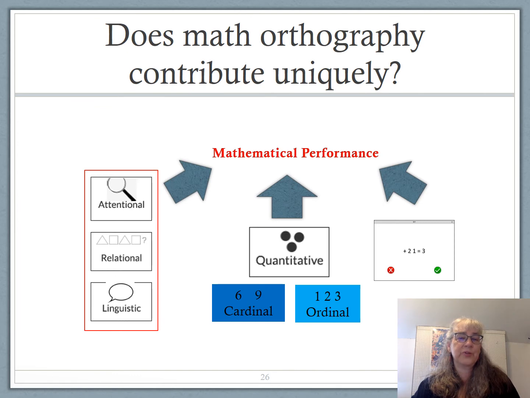Therefore, in order to try and understand whether math orthography contributes uniquely to individual differences in children's math performance, we used hierarchical multiple regression. First of all, we accounted for cognitive correlates, attentional, relational, and linguistic, that we were expecting would predict mathematical performance. Secondly, we included two quantitative symbolic measures, number comparison, which assesses children's cardinal knowledge, and number order judgments, which assess their symbolic ordinal knowledge. And then finally, we included the measure of math orthography.